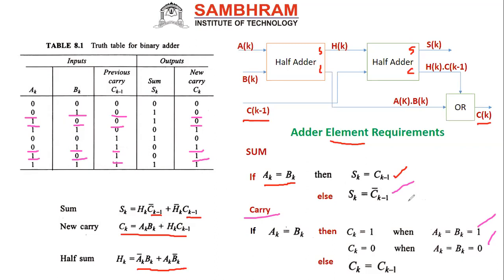equal, in single shot if you want to write, CK is equal to, AK is equal to BK, then I'll put a 1 star. This star actually represents these conditions. Actually, two conditions are there. So that is why CK will get like this when AK is equal to BK. Else your CK will be CK minus 1. This is my adder element requirements.